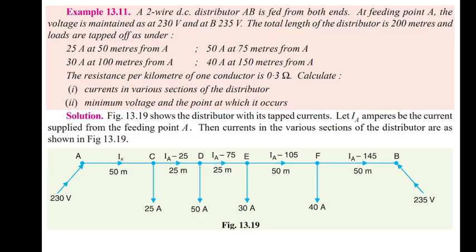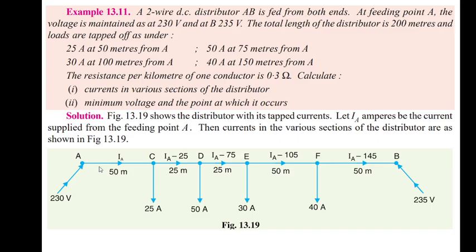All right. This slide presents an example of a two-wire DC distributor AB that is fed from both ends, from here and here. We have two ends in this single line diagram with a voltage maintained at 230 volts at point A and 235 volts at point B. The total length of the distributor is 200 meters, and several loads are tapped at different distances along the line.